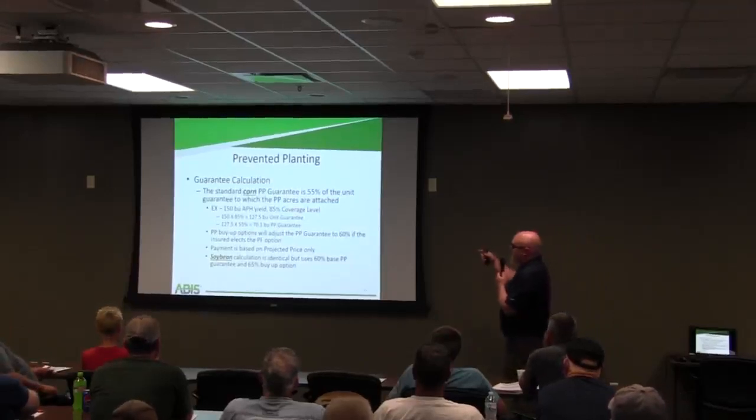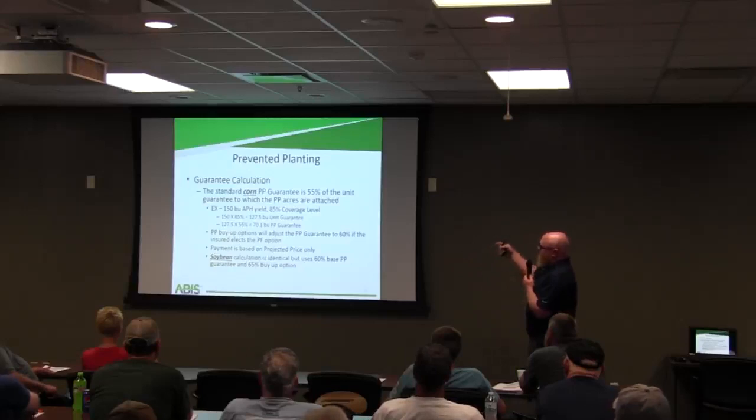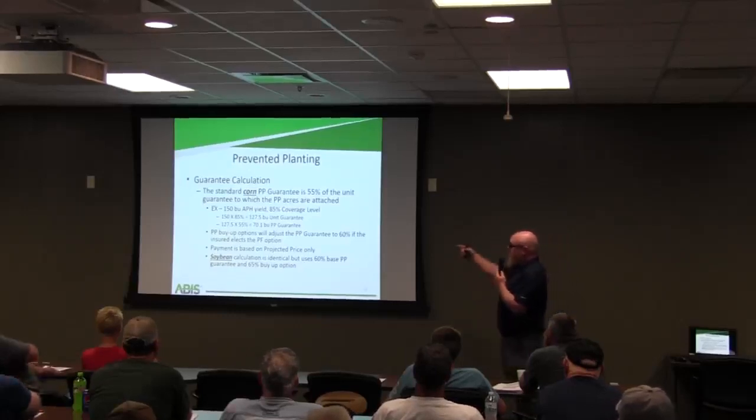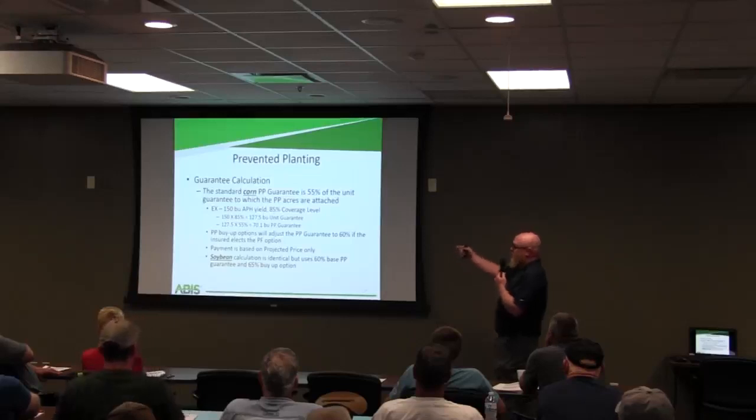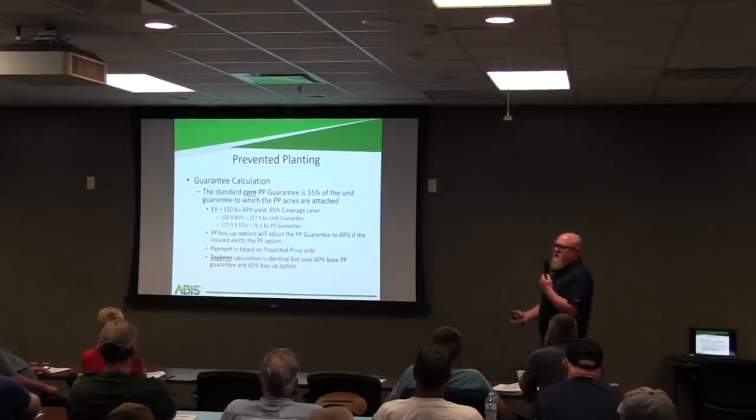It's 55% of the unit guarantee for corn. So we've got 150 bushel APH, 85% coverage level. That's going to take you down to your normal federal crop guarantee of 127.5. Then we have to reduce that by 55% to get you to 70.1. And then take that times your spring price and your share to determine what that guarantee will be.